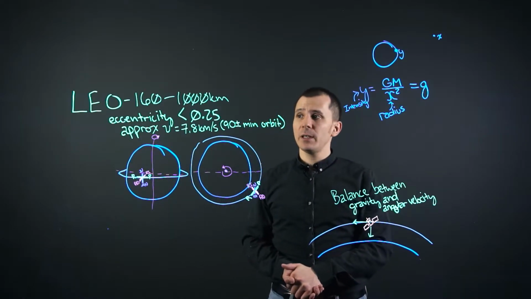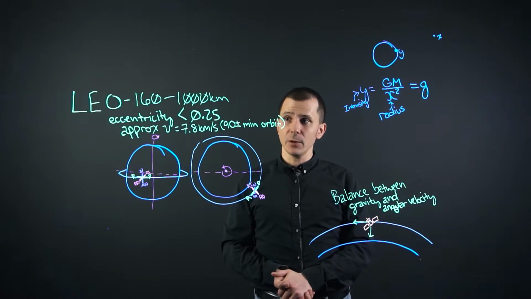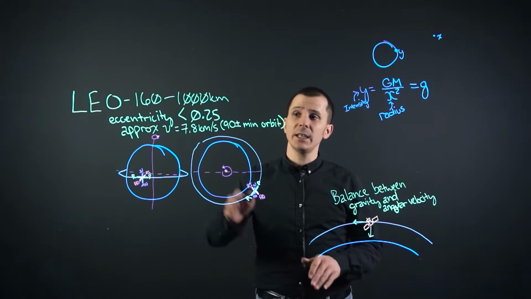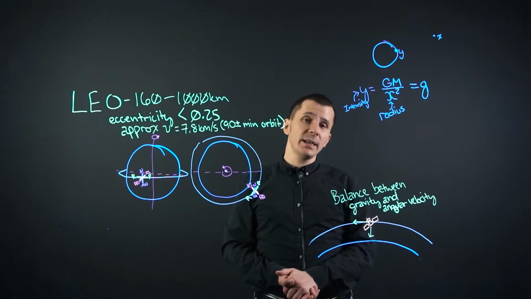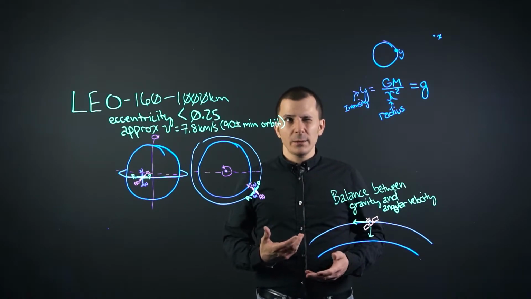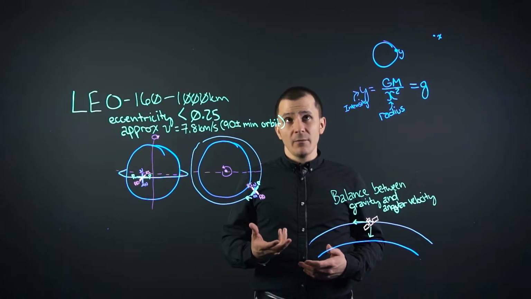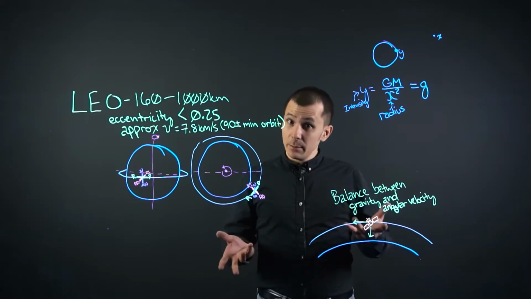A low Earth orbit is between 160 to 1,000 kilometers above the surface of the Earth, and typically the eccentricity is less than 0.25. The approximate velocity is about 7.8 kilometers per second, and it takes about 90 minutes to get around the Earth. And I think it's about 16 times per day for the International Space Station to orbit. That's how many times it happens per day.